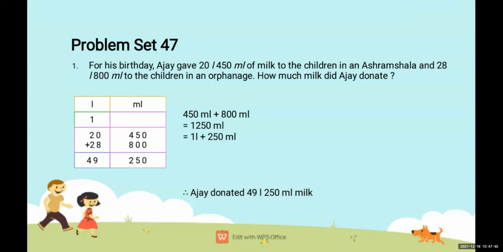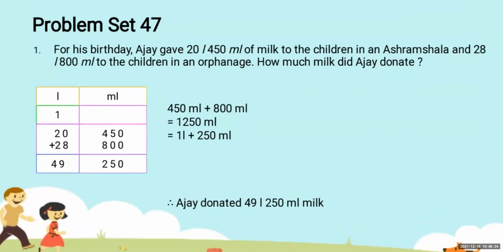Clear? So here Ajay ka birthday tha. On his birthday, he has distributed milk. First, he has distributed 20 liter 450 milliliter of milk to the ashram shala. Then 28 liter 800 milliliter to the children in an orphanage. Now total, it asks you how much milk did Ajay donate. Ajay ने total कितना milk donate किया. Now it is our statement sum, but we know that it is an addition. Addition के लिए मैंने आपको अभी ही बताया. In the previous lecture only we have done the addition. So let's start with our sum.